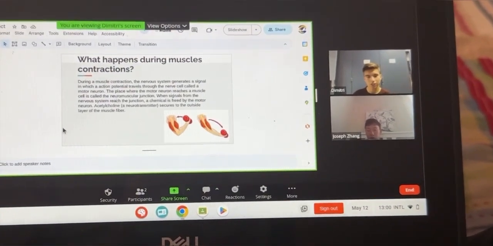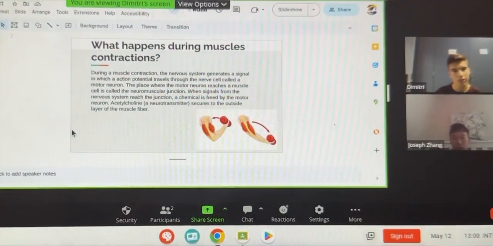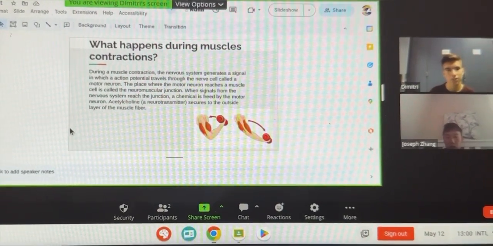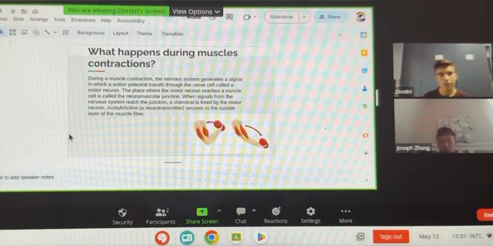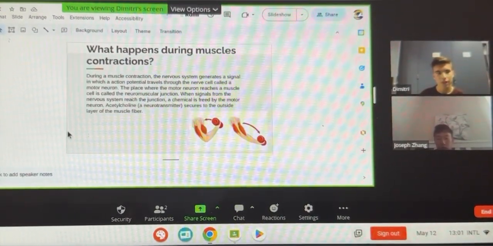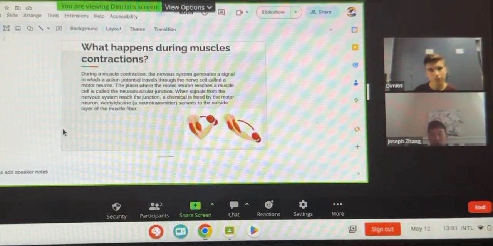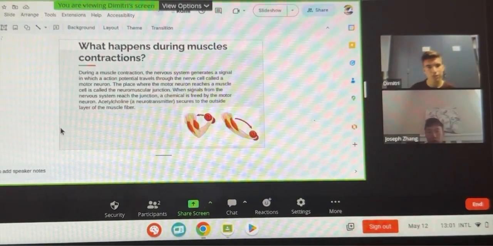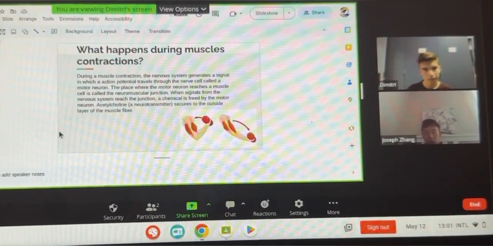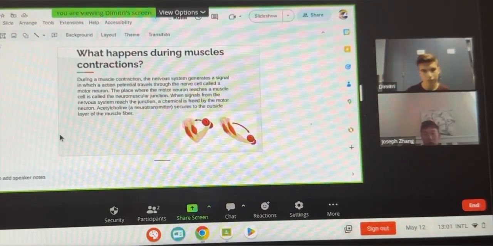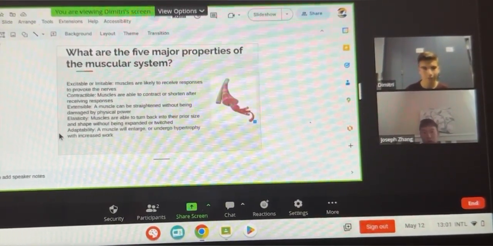During a muscle contraction, the nervous system generates a signal in which an action potential travels through the nerve cell called a motor neuron. The place where the motor neuron reaches a muscle cell is called the neuromuscular junction. When signals from the nervous system reach the junction, a chemical is freed by the motor neuron. Acetylcholine secures to the outside layer of the muscle fiber.